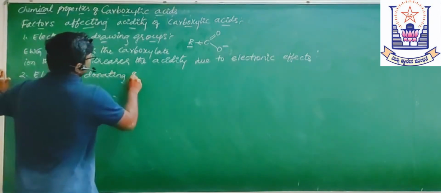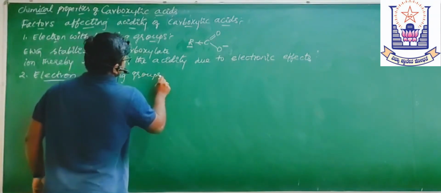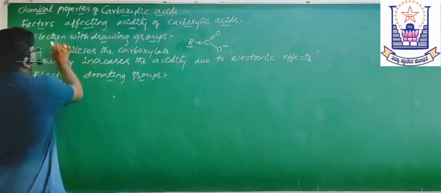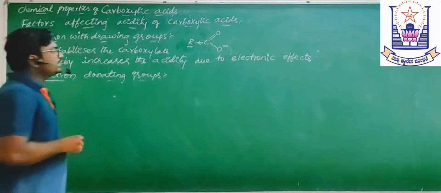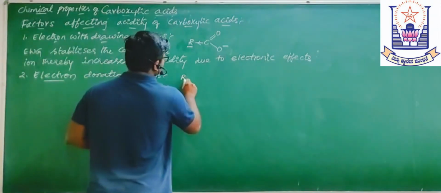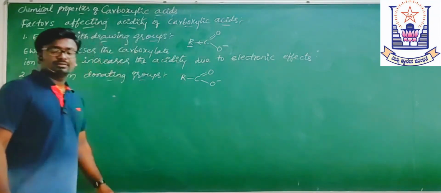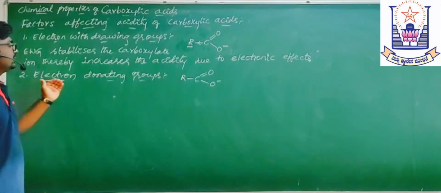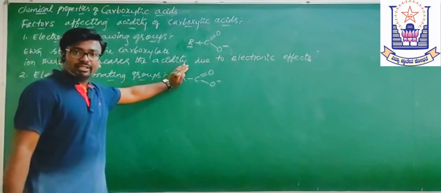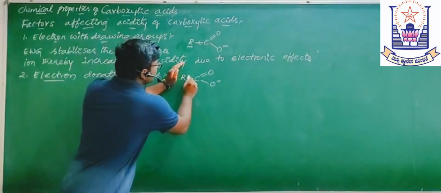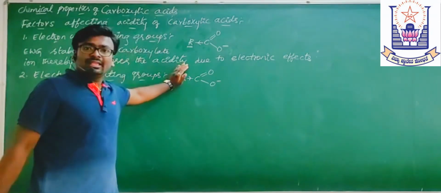Electron donating groups. Now consider the carboxylate ion structure. If the R is an electron donating group, it is releasing electrons to the carboxylate ion.